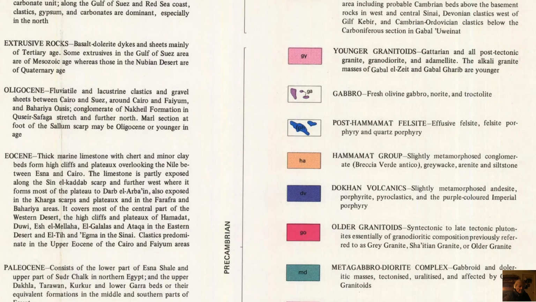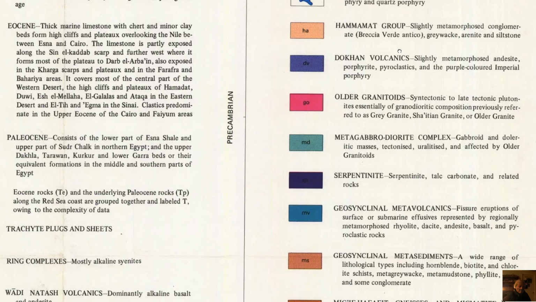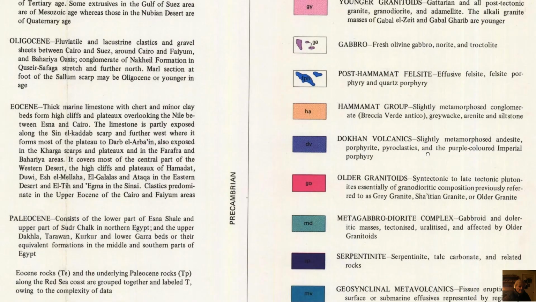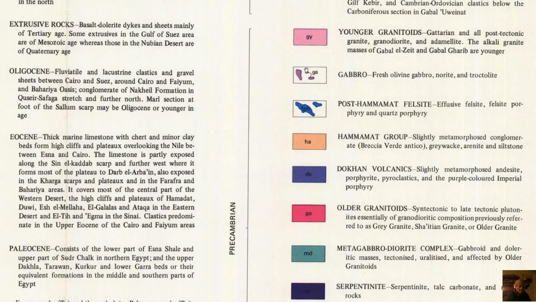Well, the GY, younger granitoids, Gattarian and all post-tectonic granite, granodiorite, and adamellite. The alkali granite masses of Gabal Ilzit and Gabal Garib are younger. And down here we have older granitoids, syntectonic to late tectonic plutonites, essentially of granodioritic composition, previously referred to as gray granite or older granite. So basically it looks to me like they only had two choices of granite, but you can see there's little pockets of gabbro, which is fresh olivine gabbro, norite, troctolite.